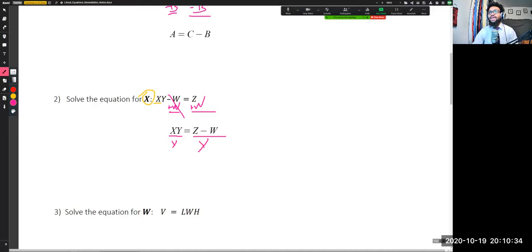And once I do that, this y divided by y goes to 1. I have 1x on this side, but I'm not going to write that 1. So I have x is equal to z minus w. And I got to put these in parentheses for Cami, or it won't type it out right. Z minus w over y. All right.